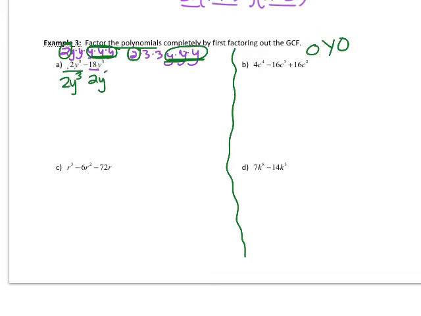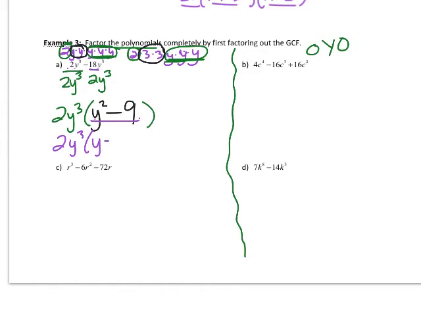So if I divide both of those terms by 2y cubed, what is left? 2y cubed is going to go outside the parentheses, and what's left are these two y's here. So it's going to be y squared minus 9. That's all that's left over here. And now inside the parentheses, it looks like I have a difference of 2 squares because 9 is a square and y squared is a square. So now to break this down even further, I'm going to say y plus 3 and y minus 3.